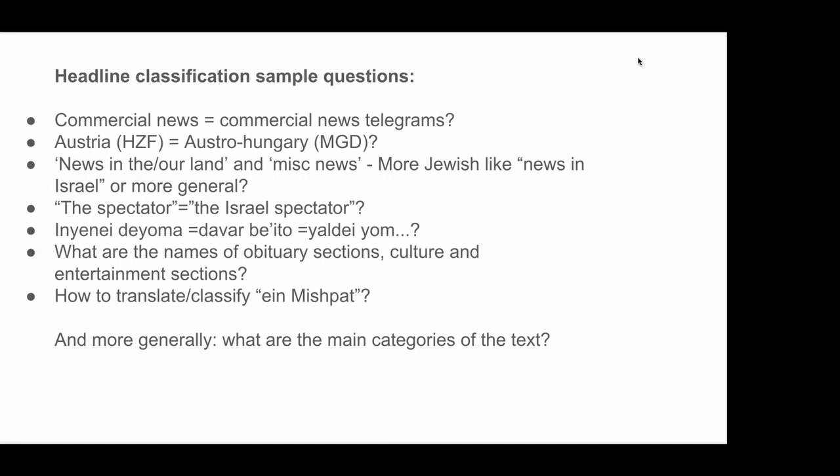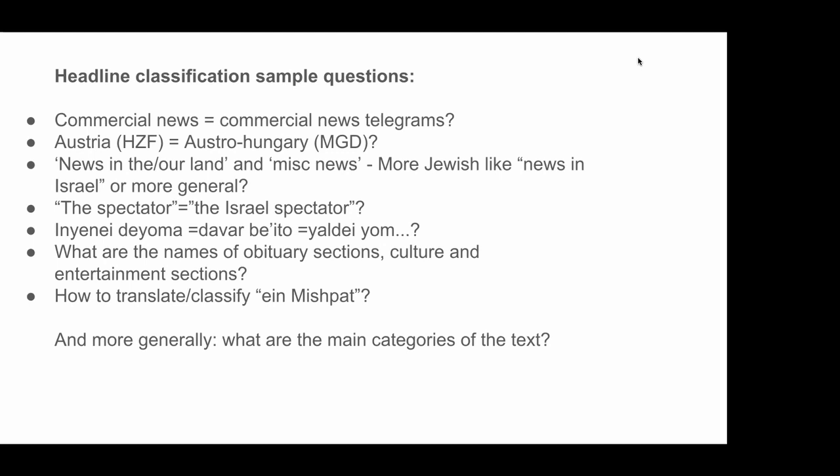The same is when we call a section Austria or Austro-Hungary, Österreich-Ungarn in Hebrew Yiddish. And then there's what we call news in the land, news in our land, חדשות בארץ. This is the Hebrew form. There's also the חדשות בישראל, news in Israel. So this is another important thing to understand.